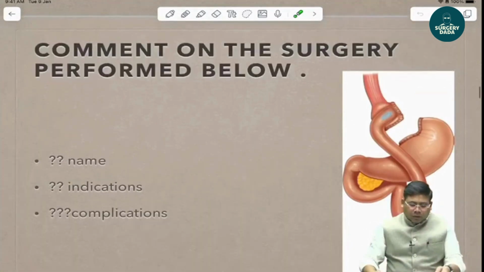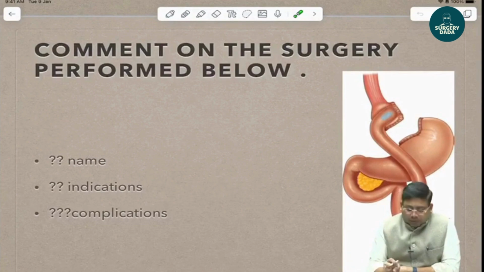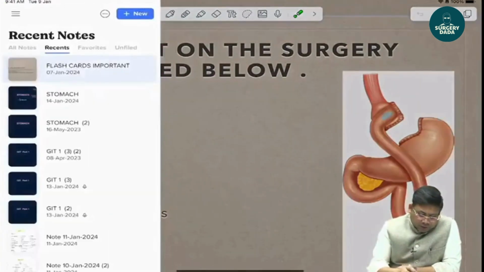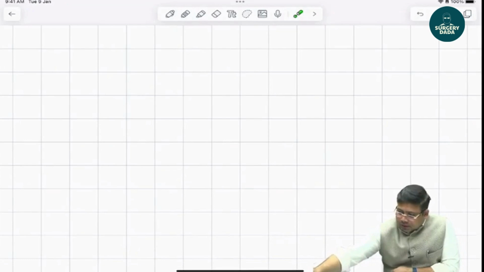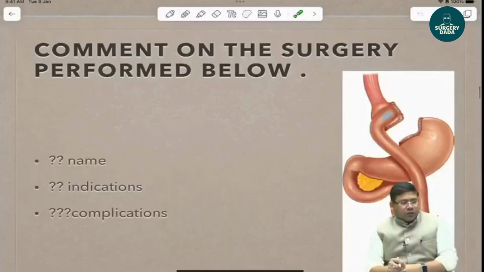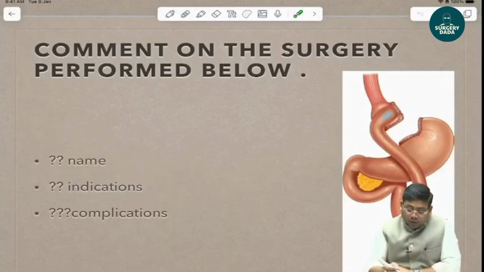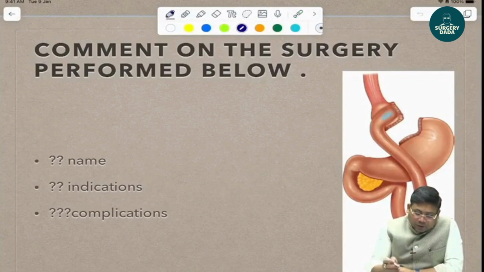So comment on the surgery performed below. What surgery has been shown here? Let us try to understand. Okay. So what is the surgery shown in this image? This is very, very important. What are the cardinal points that you need to check in this?